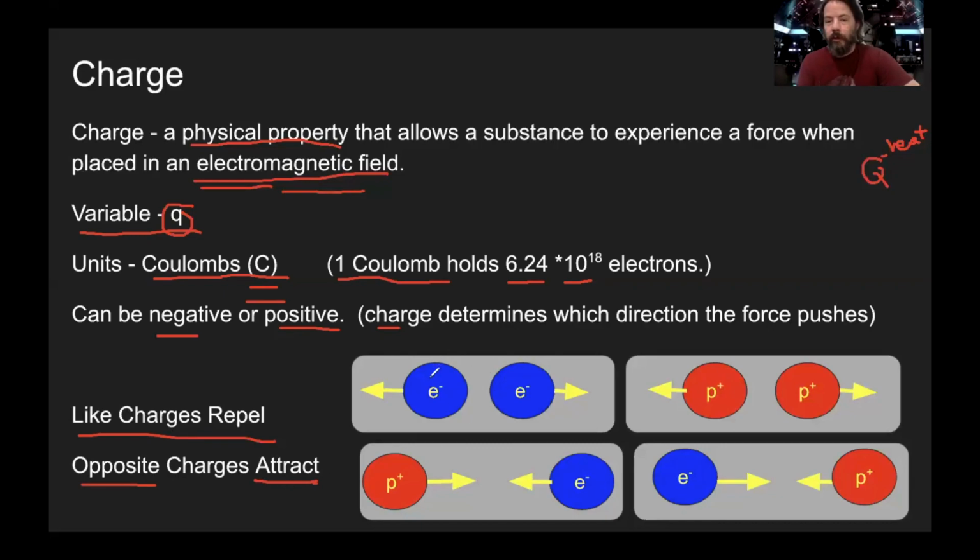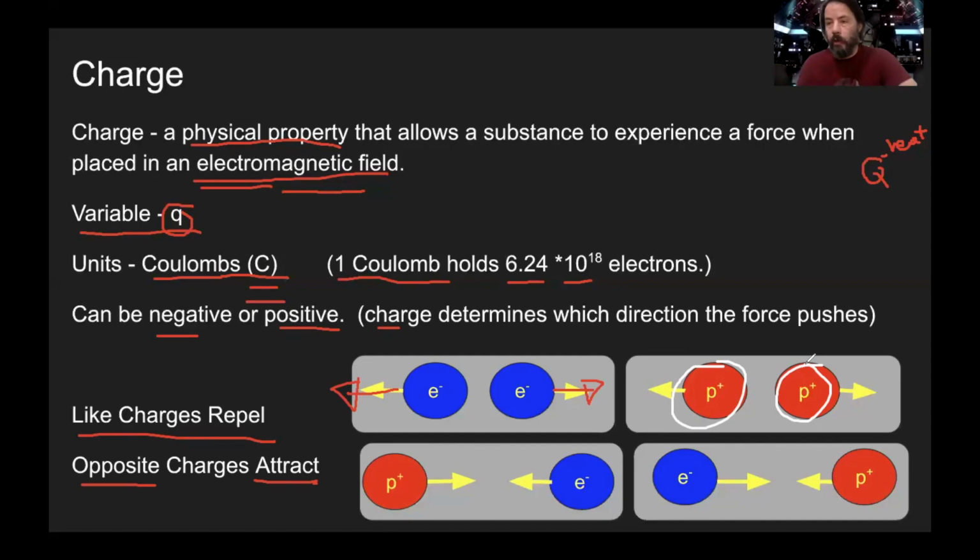So let's take a look. Here I have an electron. An electron is negative, and another electron is negative, and they're going to repel. In other words, the force is going to push this electron that way and that electron this way, so they push apart. If I took 2 electrons, set them next to each other, and just let go, they would push apart. If I take 2 protons, same thing. They're going to repel.